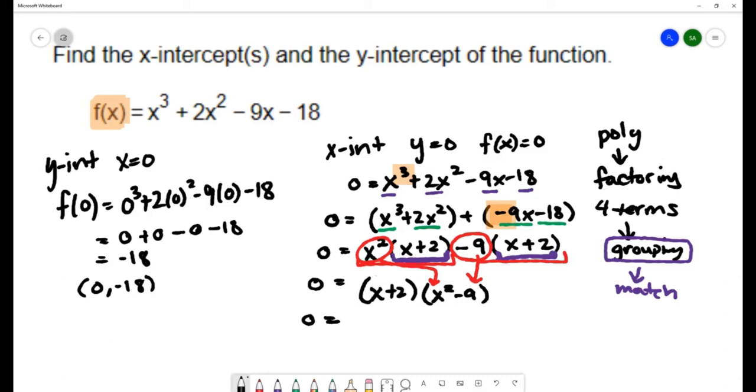And then inside these parentheses, this x squared minus 9 is another special case of factoring called the difference of squares. And so we're going to be able to factor that more. x squared minus 9 is x plus 3 times x minus 3. So we factored that completely.